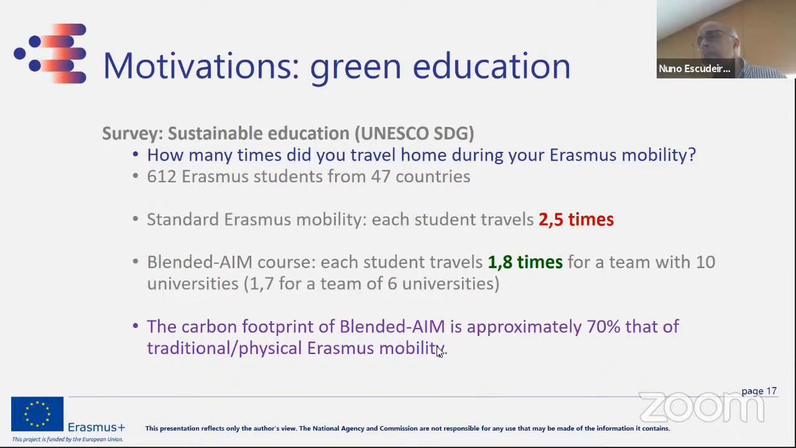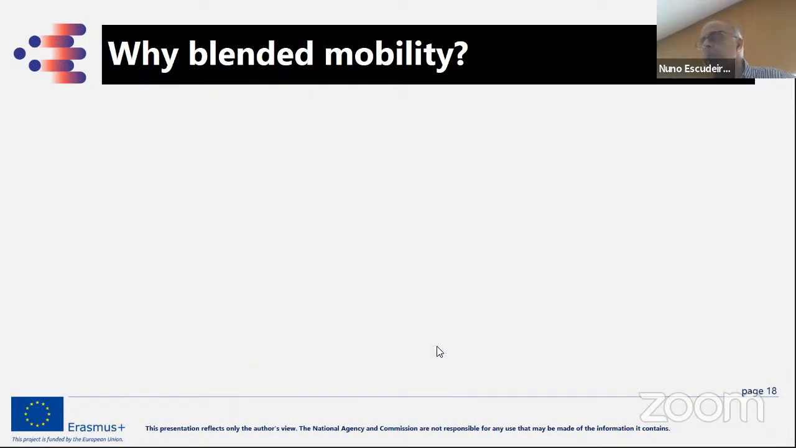We also analyzed this with our students. What we got is that during a standard Erasmus mobility, students travel back home 2.5 times on average, while our students do this 1.8 times on average. Well, this depends on the size of the team, because the face-to-face meetings are always at a partner university, so the students from the host university do not have to travel. But anyway, we have a gain, and we can reduce the carbon footprint by approximately 30% compared to traditional Erasmus mobility.